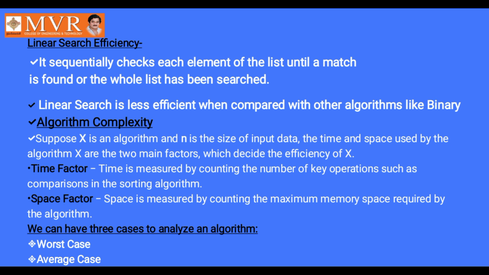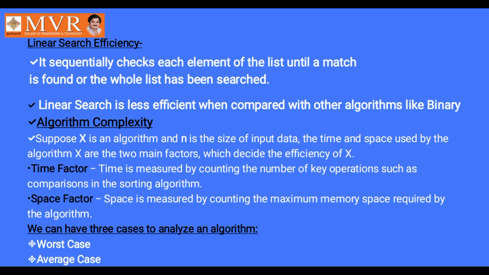Now coming to algorithm complexity. Suppose X is an algorithm and N is the size of the input data. The time and space used by the algorithm X decide the efficiency of X. The main factors that affect the efficiency of an algorithm are the time factor and the space factor.